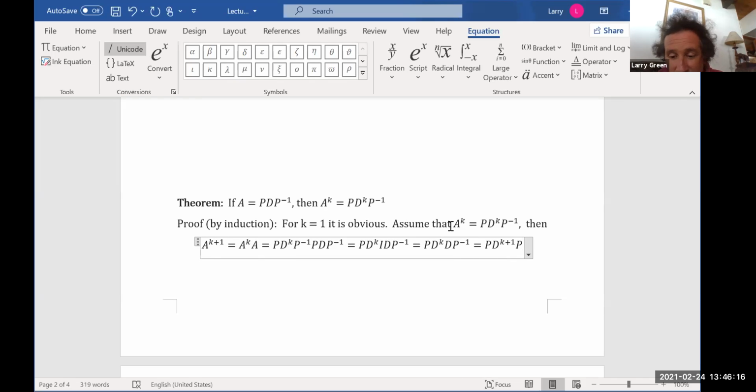Times P inverse. And that's it, I'm done. That's our goal. We proved that if it works for K, then it works for K plus 1, and that's done by mathematical induction. Any questions on the proof?